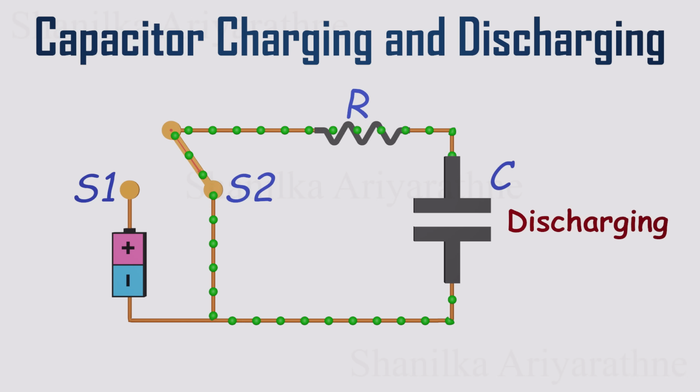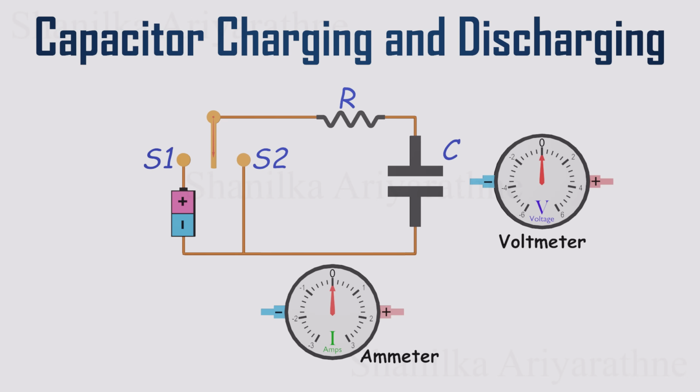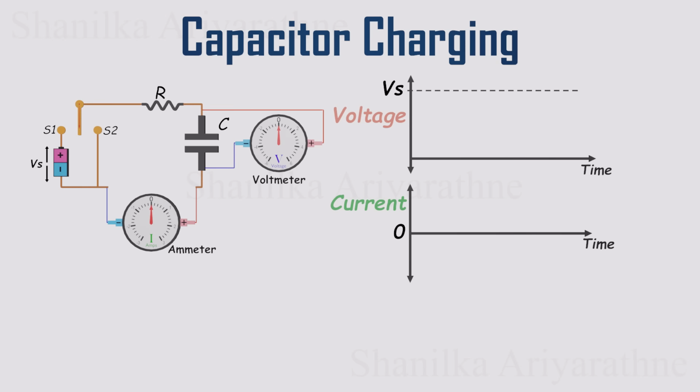To see exactly what's going on, I'll connect a voltmeter across the capacitor to measure the voltage, and an ammeter in series to measure the current. All right, first up, let's flip to S1 and watch what happens as the capacitor charges. Pay close attention to how both the voltage and current behave over time.